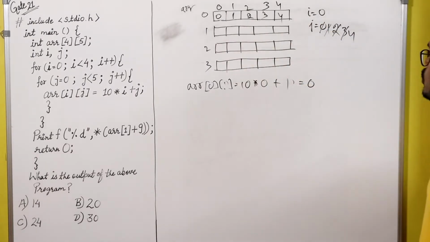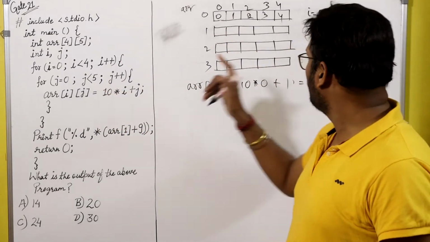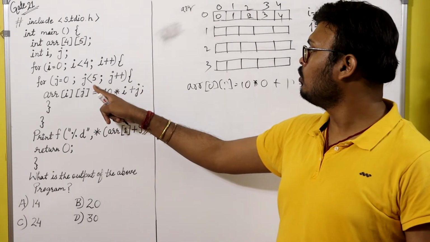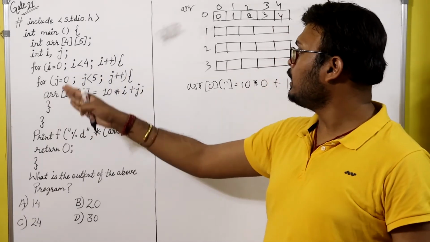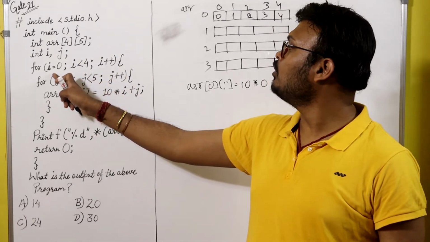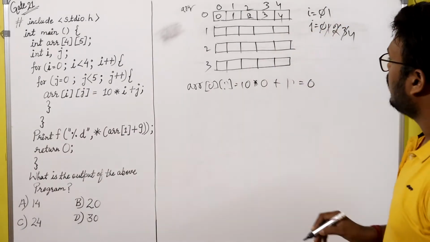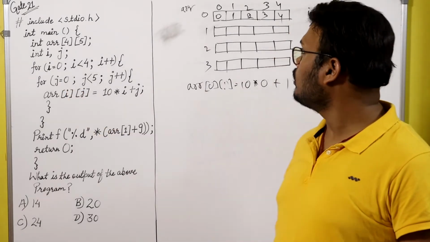Now we have moved up to j equal to 4, so this for loop is over. Again we come to the upper for loop. The i value will be incremented from 0 to 1. And again we will start from here, with j equal to 0.